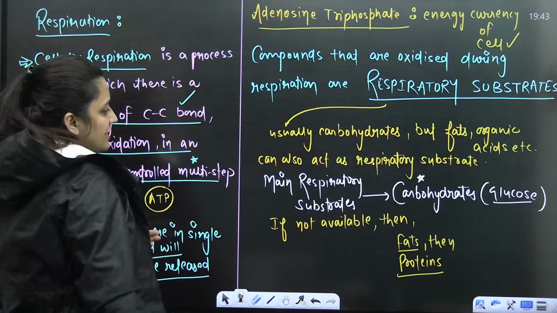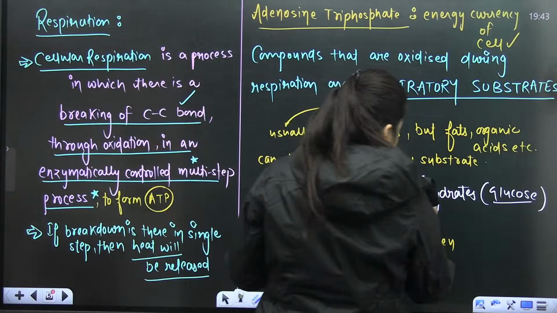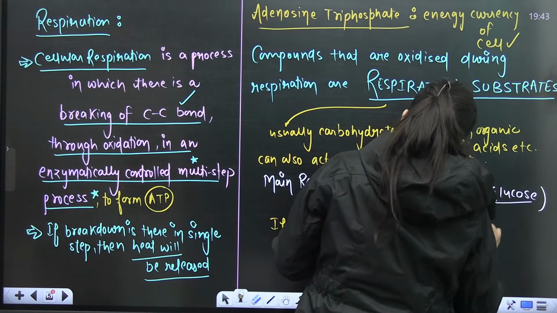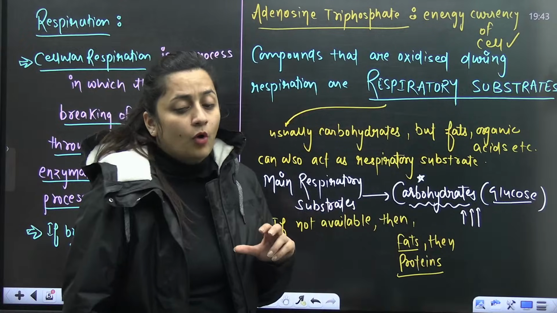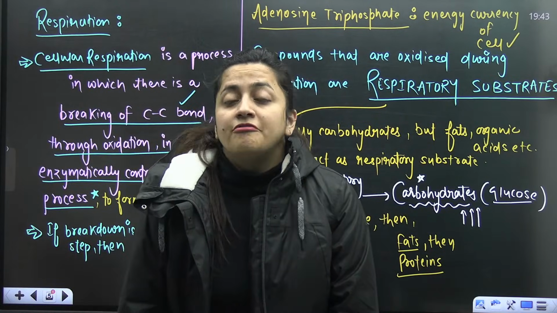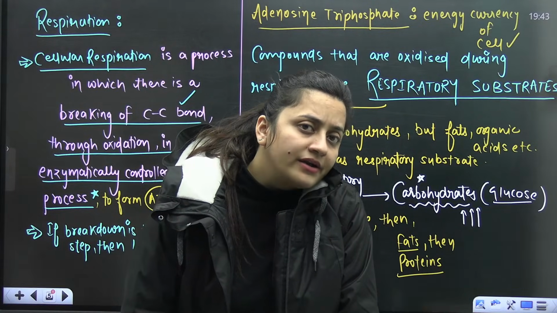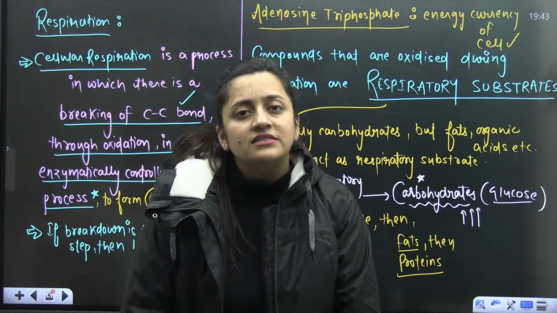Now, we were saying that carbohydrates are the main respiratory substrate, then fats, then proteins. But overall, students, fats will give you more energy, and still we go for the carbohydrates. What can be the possible reason? It's simple.